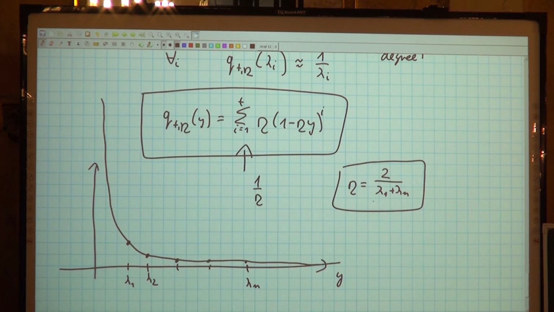So if you set eta to be exactly that, what you are really doing is looking at the interval in which all the points you care about lie. Then you take the middle point, which is lambda 1 plus lambda n over 2. And you just compute a degree t Taylor approximation of the inverse function around this point.